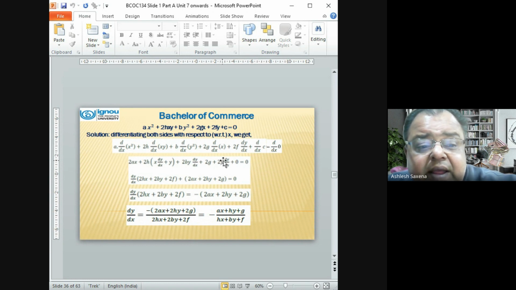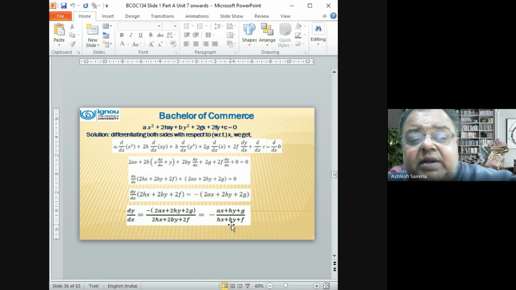You are now left with this. Open the bracket and take dy by dx together. So when we take dy by dx together, you will have 2hx plus 2by plus 2f, bracket close, plus 2ax plus 2hy plus 2g. Bring this on this side and then bring this to the denominator. In the meantime, you can take 2 common from the numerator and denominator. Everything will be without 2 now. So that means your answer will be minus ax plus hy plus g upon hx plus by plus f.